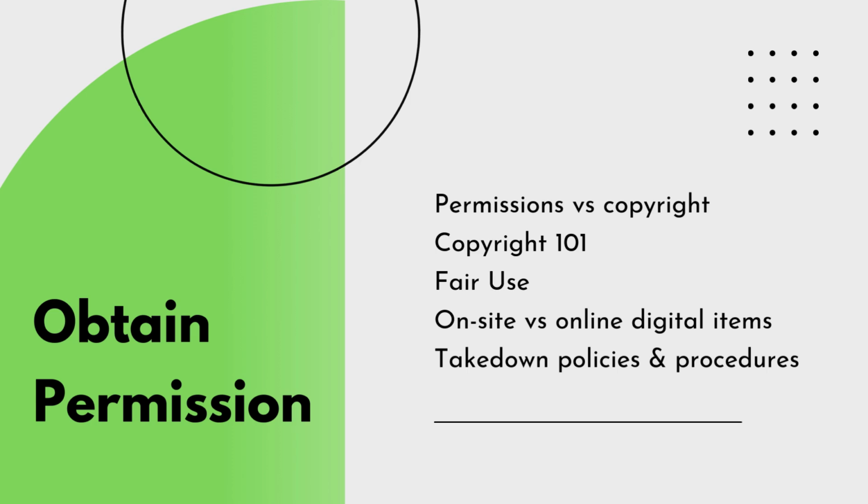So here's what we're going to cover this week. Permissions versus copyright, which can be two different things. Kind of a little bit of copyright 101, some information about fair use, the idea of putting your materials online for the public to see versus just having a digital copy on site at your library or historical society, and then some takedown policies and procedures. And this week's lecture is relatively long, so I've split it up into 2 recordings.